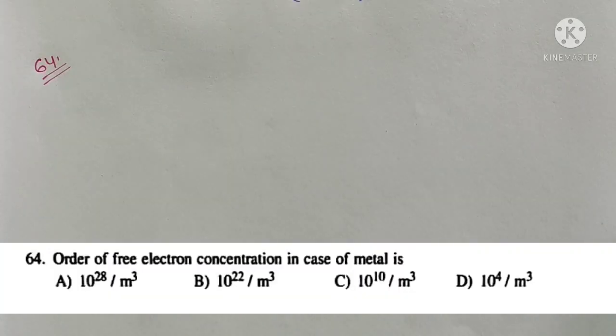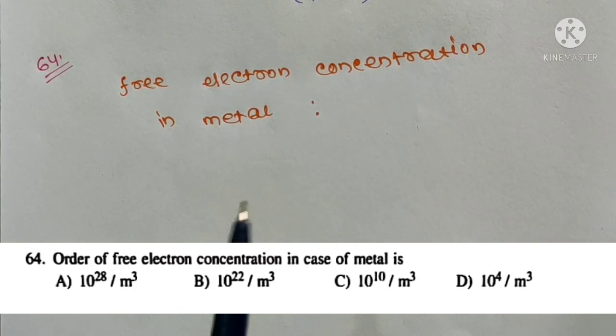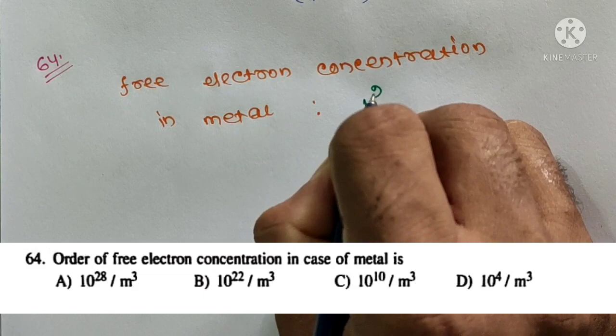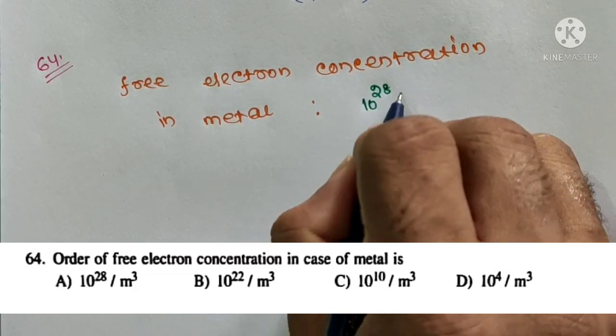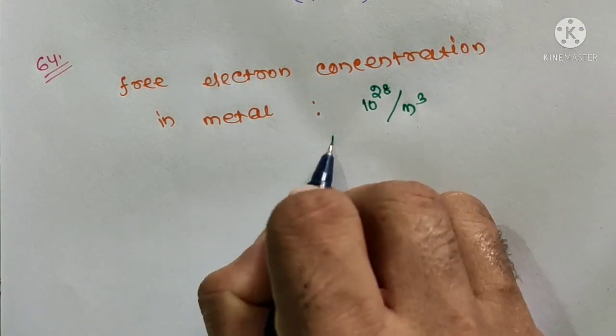Question number 64. Order of free electron concentration in case of metal is. We know the free electron concentration in case of metal is 10 to the power 28 electrons per meter cube. So your correct option is option A.